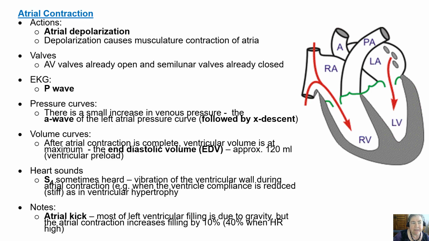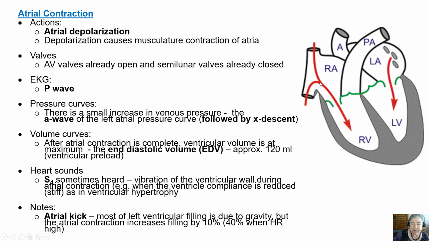The atria depolarize. There is a depolarization at the sinoatrial node that causes the atria to depolarize and the muscles in the atrium to contract. The AV valves between the atria and the ventricles are open, and they have been open. The semilunar valves are closed. On the EKG, we see this as the P wave, which represents atrial depolarization.